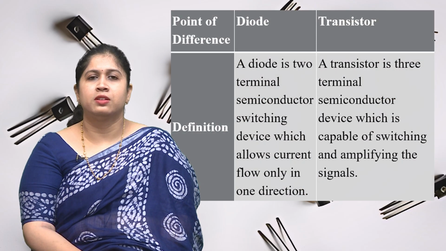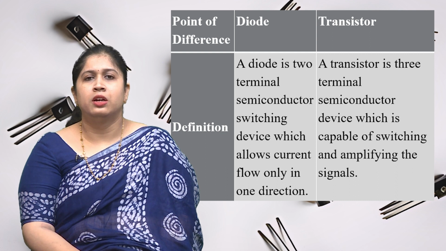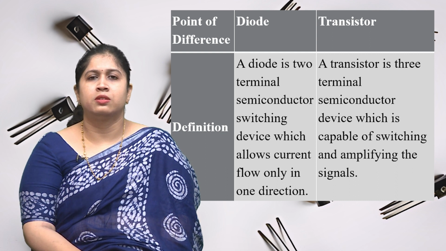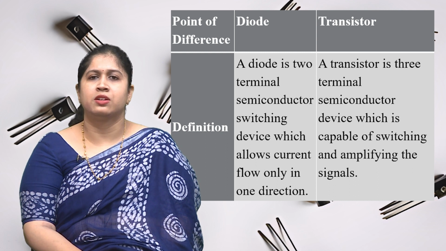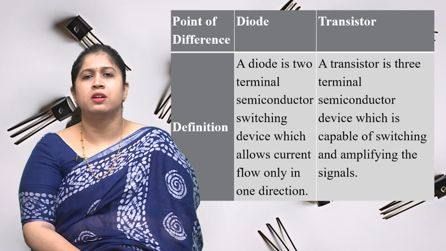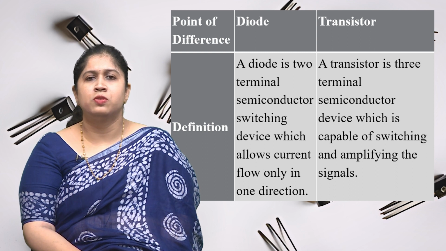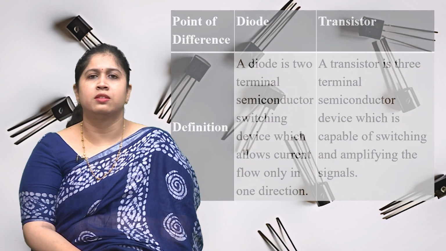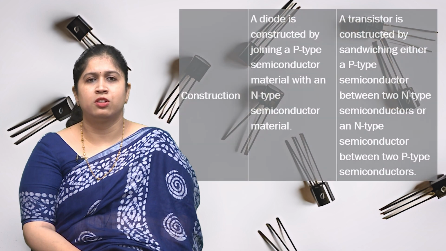First of all, we discuss the definition of a diode. A diode is a two-terminal semiconductor switching device which allows current flow only in one direction. On the other hand, a transistor is a three-terminal semiconductor device which is capable of switching and amplifying signals. Now we discuss the construction of a diode.